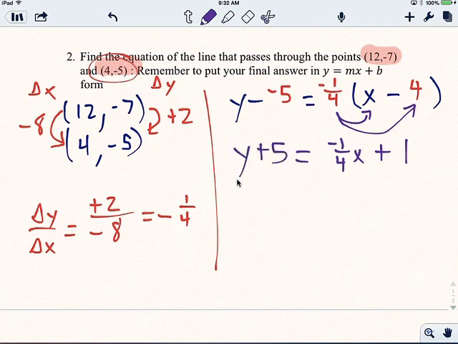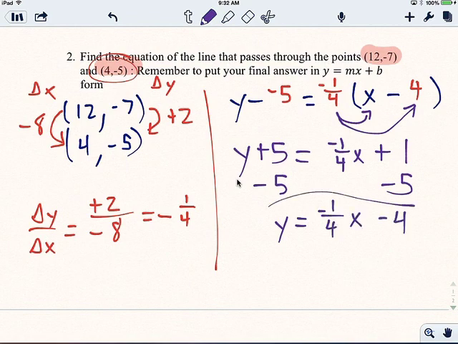So y minus a negative 5 is just like plus 5. And now I'm going to take away 5. And so I get y is equal to negative 1/4 x minus 4. And again, there's my final answer.